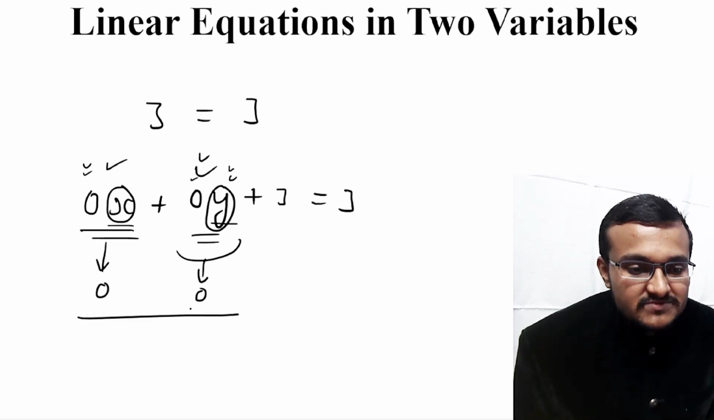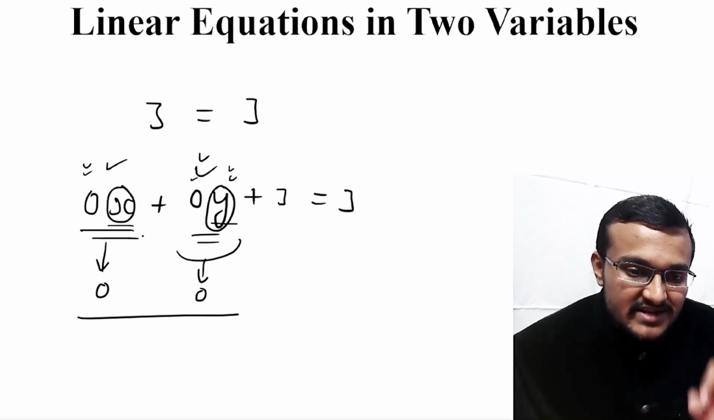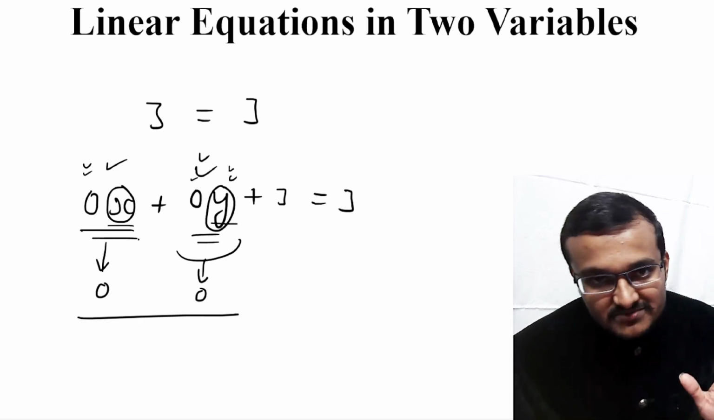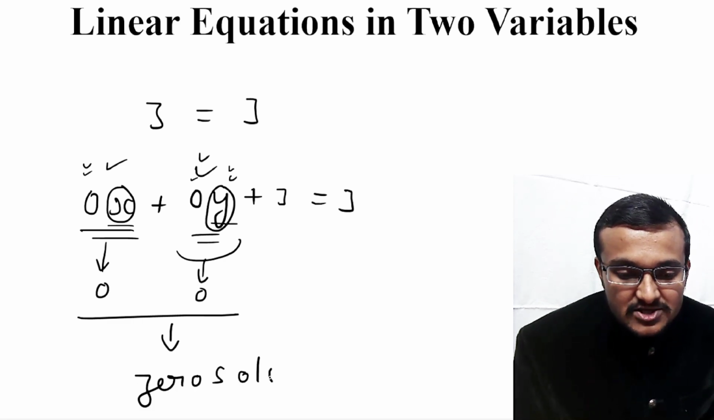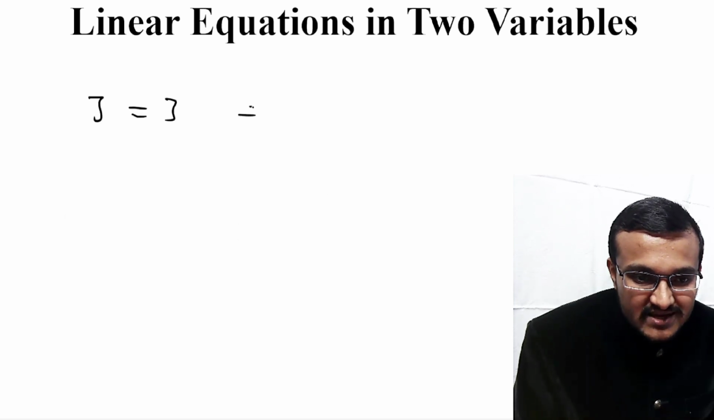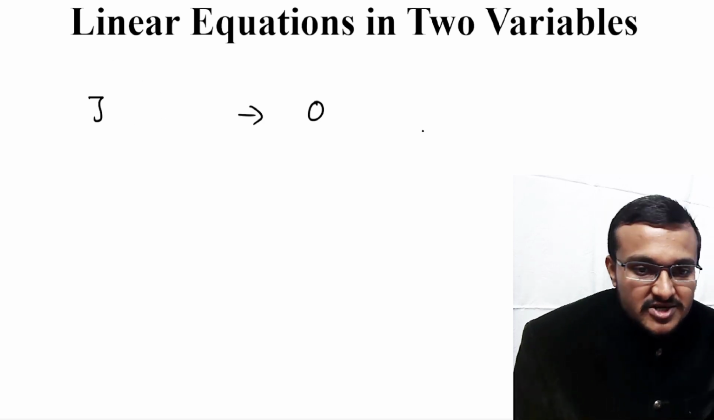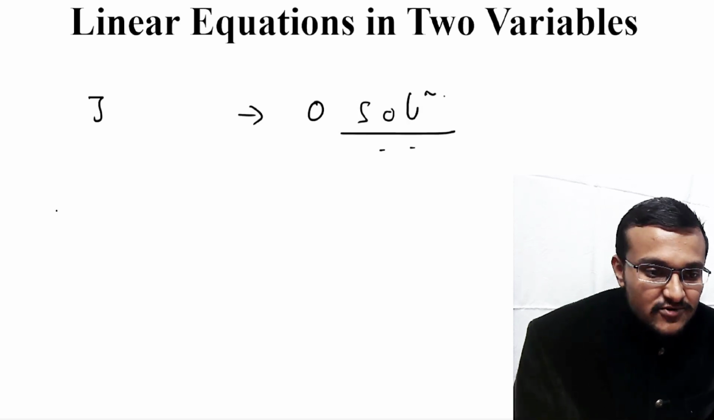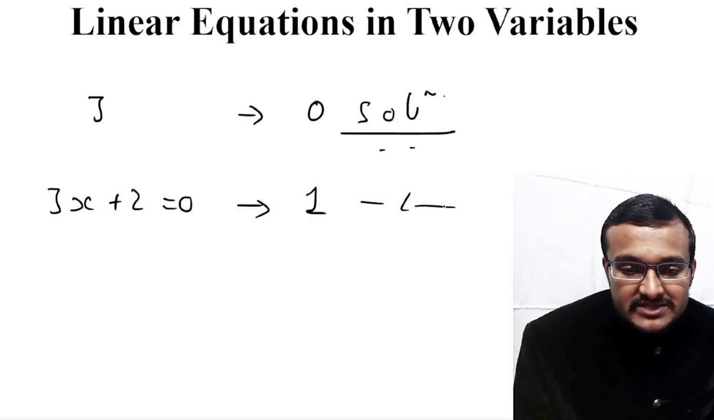So these two terms are equal to 0, but there is no solution for this x and y, because immediately when the coefficients of these variables are 0, the entire term becomes 0. So that means this equation has 0 solutions. You should note one thing: 3 is equal to 3 has 0 solutions, or simply you can consider this as 3. So this 3 has 0 solutions, and if you consider the equation 3x plus 2 is equal to 0, this has only one solution.